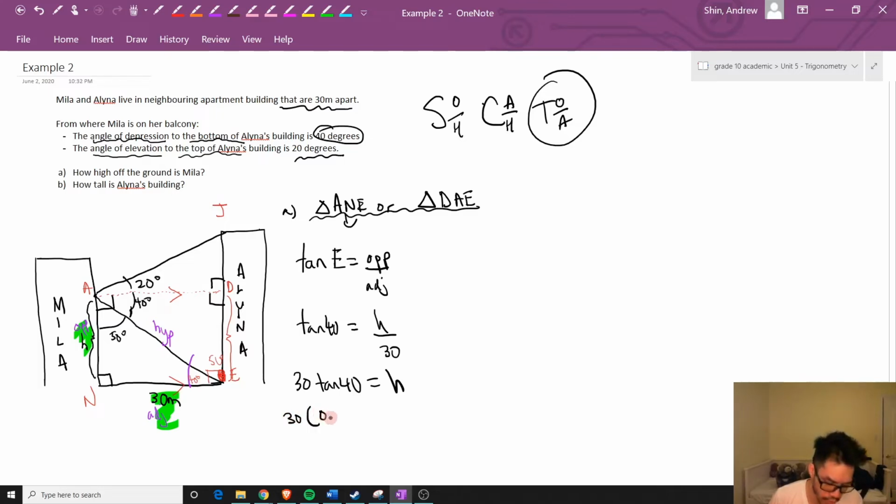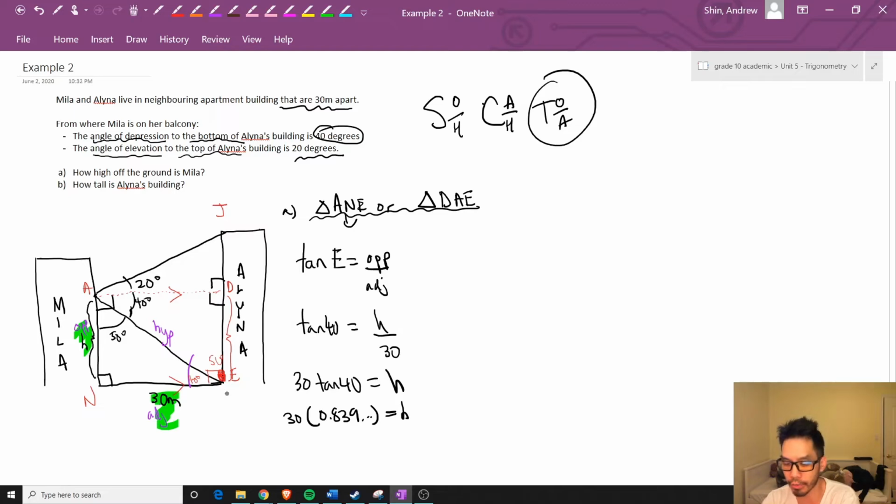Tan 40 is 0.839..., and again, you have to put the dots there because you want to carry every decimal. You want to be as accurate as possible. And again, what does that 0.839 mean? Well, it means that the opposite is 83% of the adjacent. So if the adjacent is 30, and the opposite is 83% of the adjacent, we're going to find 83% of that. So it should be smaller.